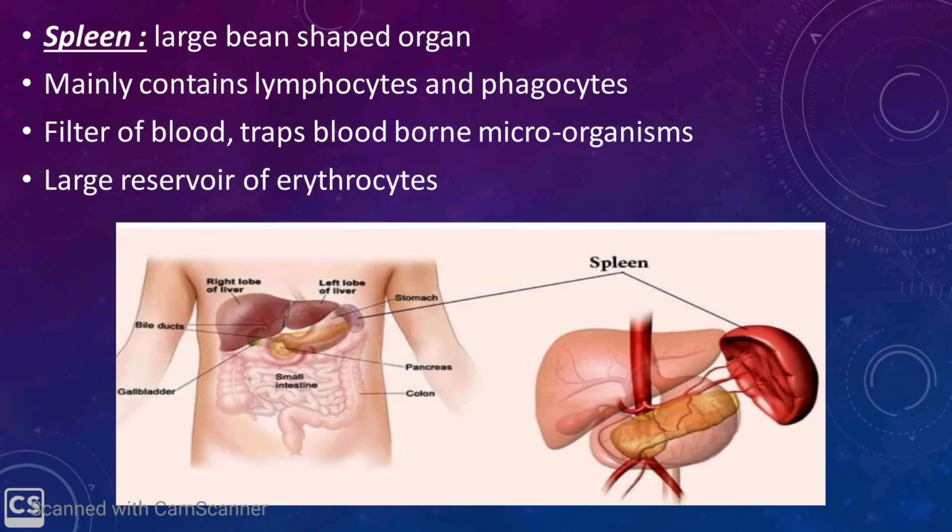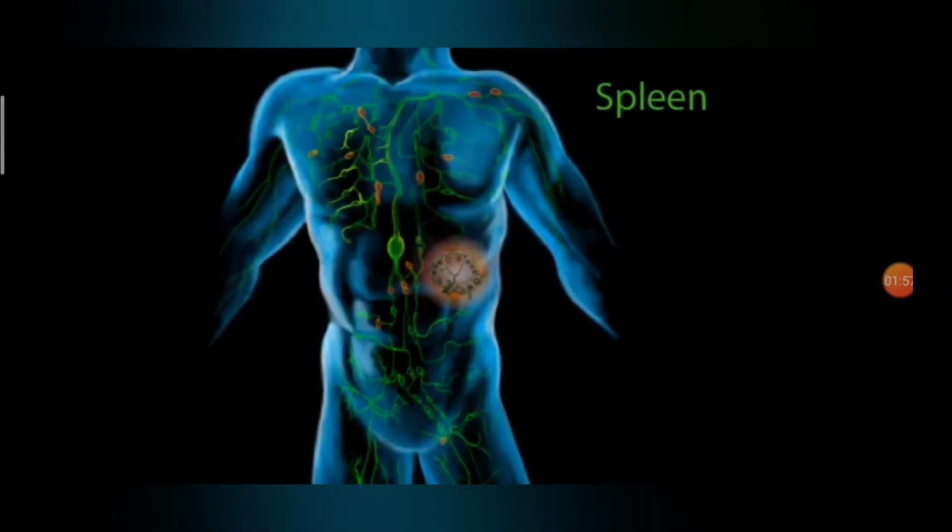After the two main organs, next is the spleen. It is a large bean-shaped organ, mainly consisting of lymphocytes and phagocytes. It filters the blood, traps the blood-borne microorganisms, and neutralizes them. It is a large reservoir of erythrocytes. RBCs, after completing their lifespan of 120 days, are moved to the spleen at the time of their death. Hence, the spleen is also known as the graveyard of RBCs.